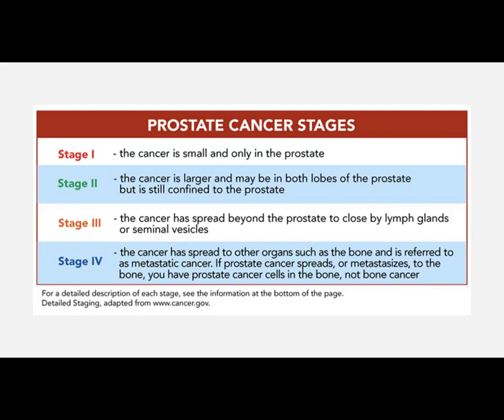Stage 3, the cancer has spread beyond the prostate to close lymph glands or seminal vesicles. So this basically means that it's spread outward and now it's getting into our lymphatic system. So now we're getting concerned that if it's moving into our lymphatic system, then it can get somewhere else. Stage 4, the cancer has spread to other organs such as the bone and is referred to as metastatic cancer. If prostate cells spread or metastasize to the bone, you have prostate cancer cells in the bone, not bone cancer. So this is kind of an important concept to be able to regulate within yourself, so that you're giving good patient education if they talk to you about it.